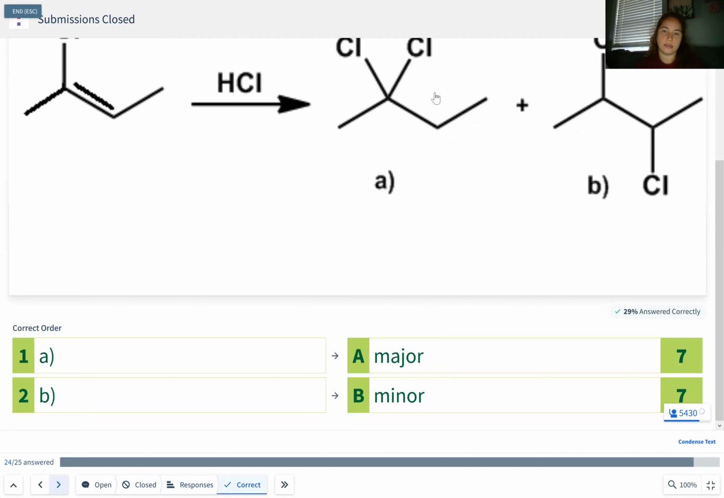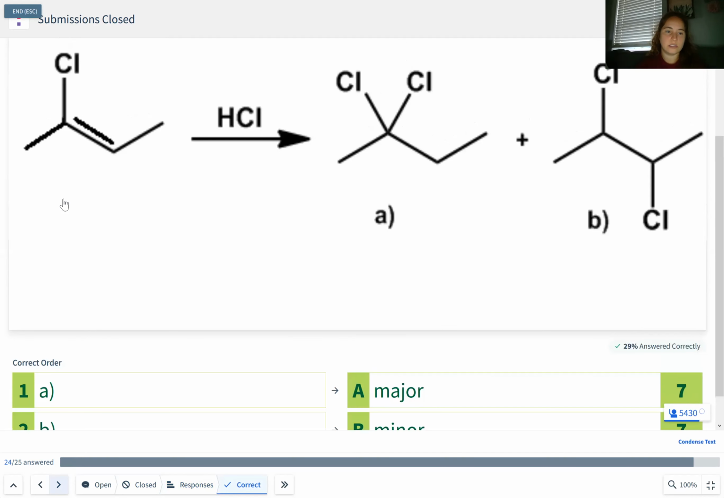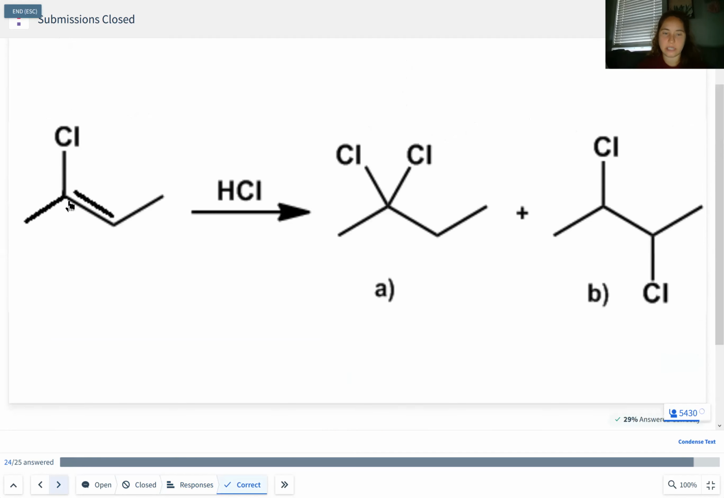Product A is our major product. The hydrogen is going to go to the less substituted carbon, even if that substitution is a chlorine. And then the other chlorine will end up there because putting the carbocation on this carbon is going to be more stabilized by the electron density of the chlorine. So the hydrogen goes here, your carbocation goes here. This is going to be your major product. This will be your minor.